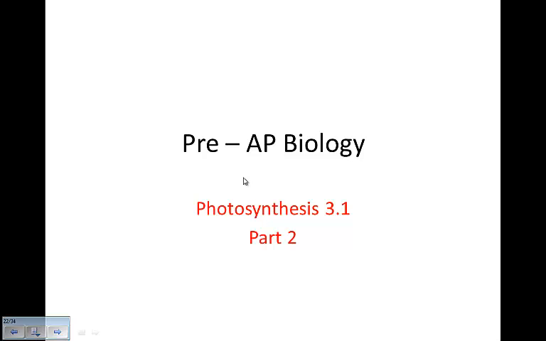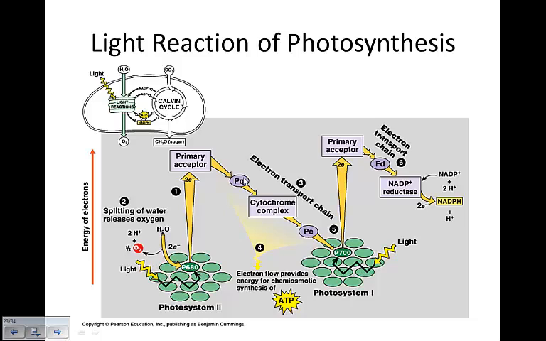Let's get started. Let's move to the next slide. There we go. All right. So the light reaction of photosynthesis. We're back to this. So this is the process that's used for converting sunlight into usable chemical energy. So we got sunlight, and we are going to create usable energy in ATP and NADPH. This is the light reaction because we're using the sunlight.